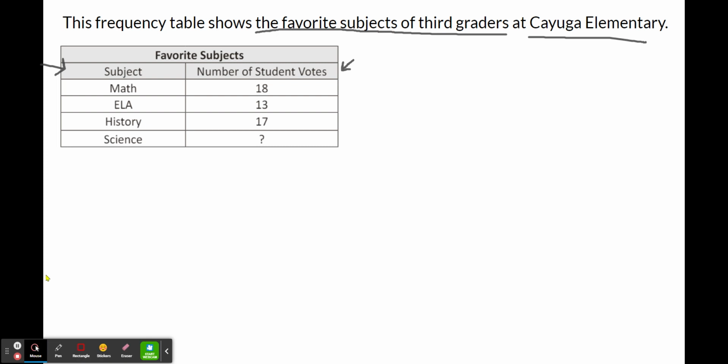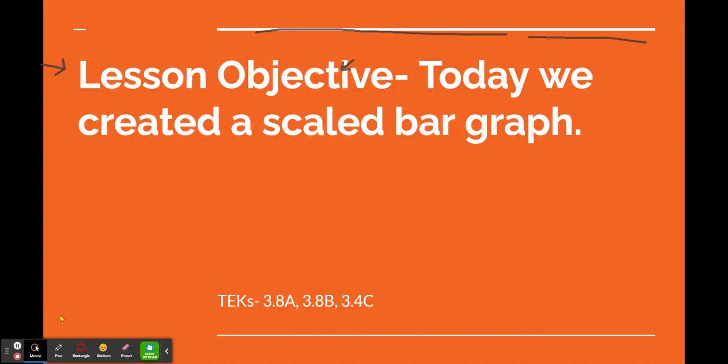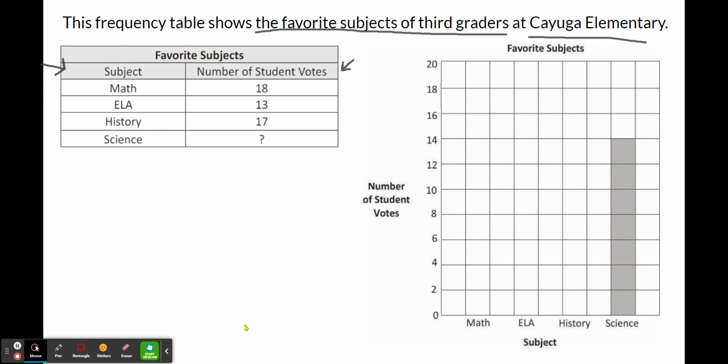So what we're going to do is look at this bar graph that we have here, and we see that science is filled in. Let's take a look at science to figure out how many students have science as their favorite subject. We see this bar. This bar is going to show us how many students have science as their favorite subject. Now we are going to go to the top of this bar, and the top of this bar is going to stop at the number of students whose favorite subject is science.